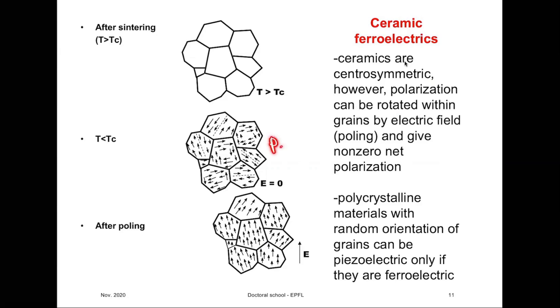So the polarization is equal to 0. However, if you apply an electric field, and that electric field can be applied either below TC or above TC, and then the sample is cooled to room temperature, we can align polarization in grains along one of the polar directions. Since grains are oriented differently, not all of them are aligned the same way. So for this one, the C-axis is here, for this one the C-axis is here, and so on.